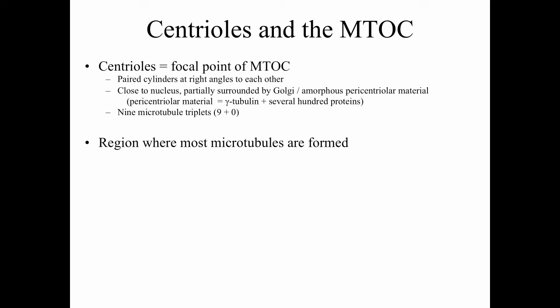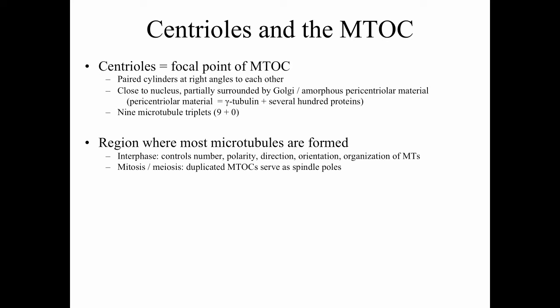The pericentriolar material, of course, contains the gamma tubulins, the nucleation site for microtubules, plus several hundred associated proteins. And centrioles consist of 9 microtubule triplets, so you'll often see them designated as 9 plus 0. So there are 9 outer triplets but no central doublets. Centrioles are the region where most microtubules are formed.